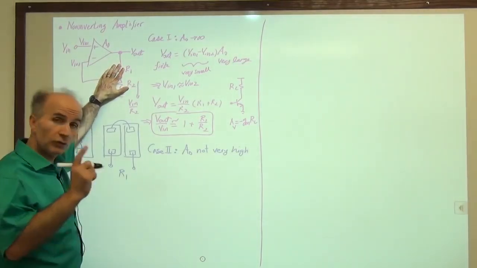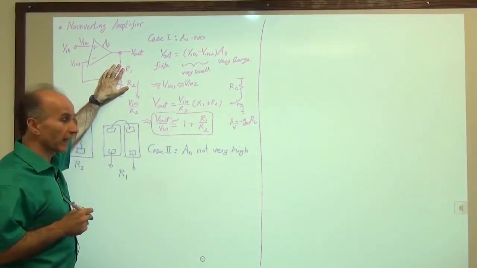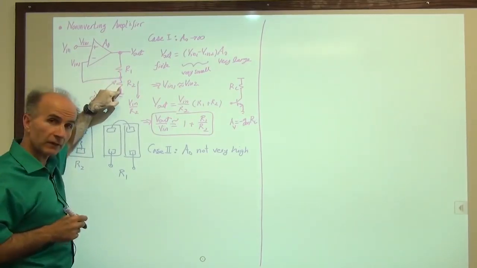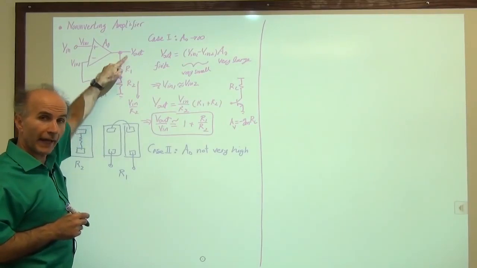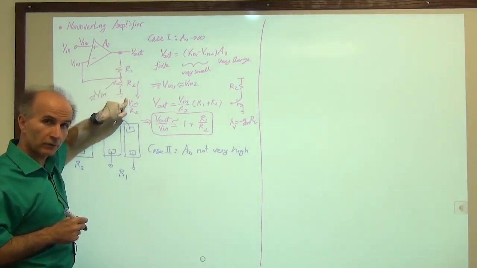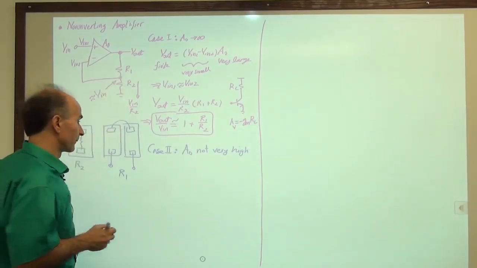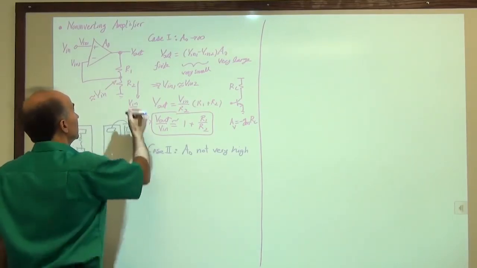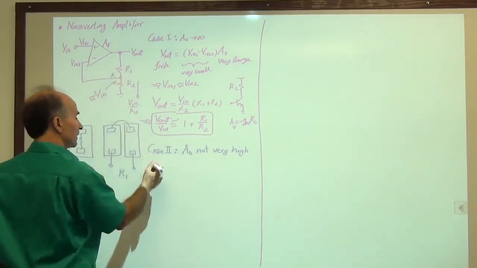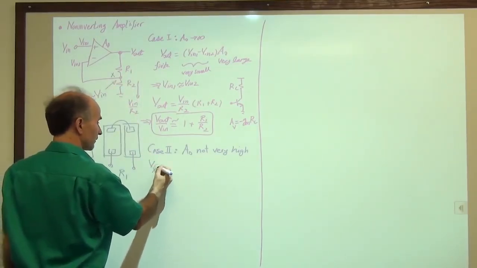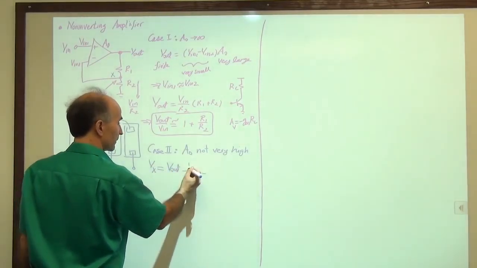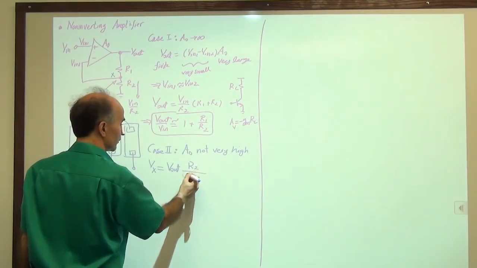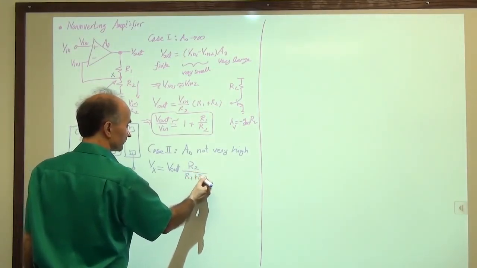All right, well, what we do know, regardless of what's going on, is that this is a resistive divider. So this voltage is always equal to Vout times R2 over R1 plus R2. So we say, I will call this node X. Regardless of what's going on, Vx is always equal to Vout times R2 over R1 plus R2.